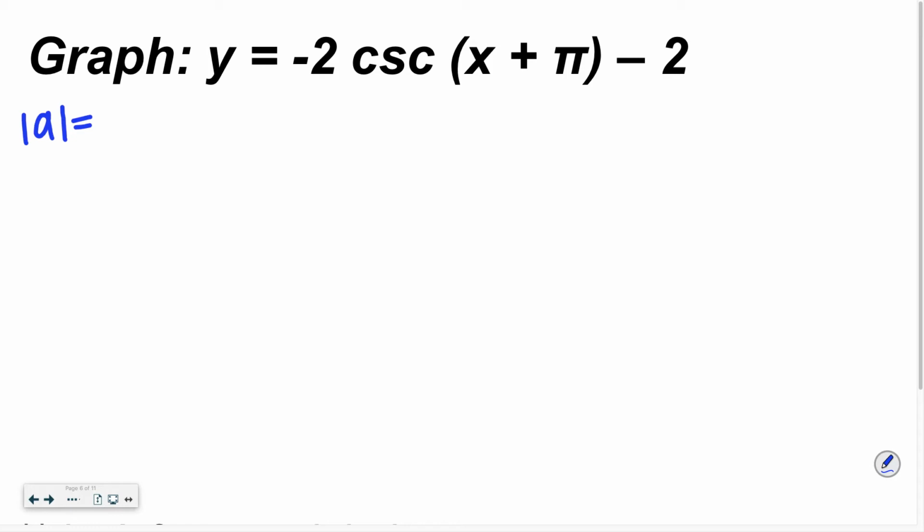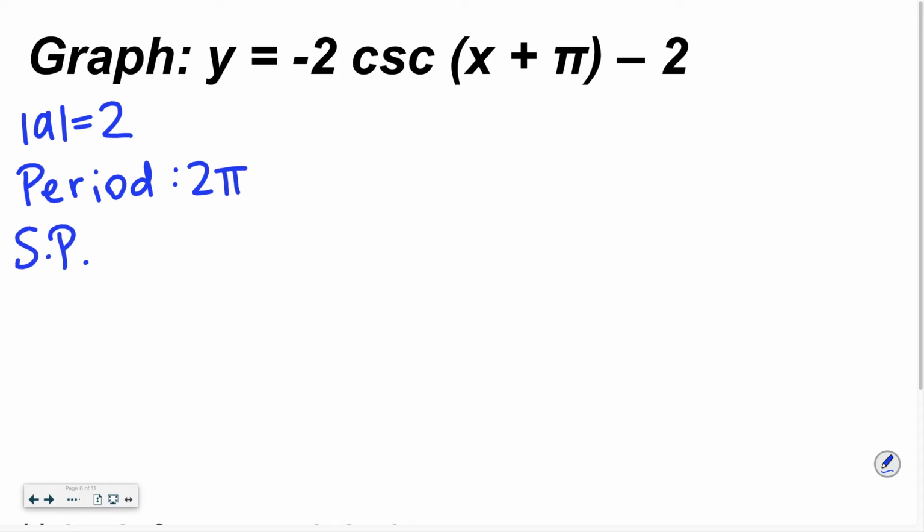Okay, so the absolute value of A is 2. That's going to help us draw our frame, but we cannot call it the amplitude. Okay? Caden, what did you identify for the period? 2 pi. Okay, remember we are back to 2 pi divided by B. And B is 1, so Caden's got 2 pi for his period. Okay? And then the starting point.